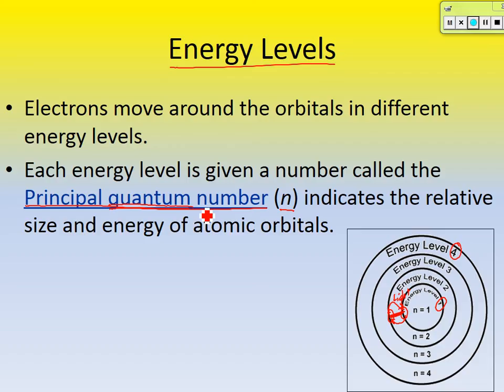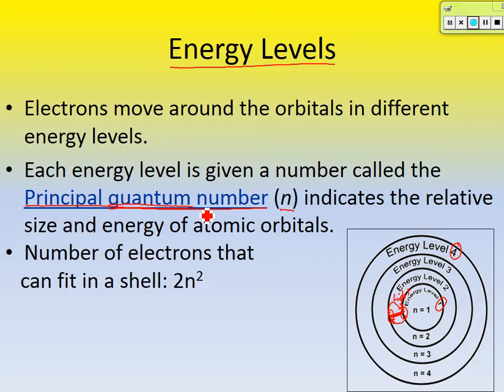Okay, so we're going to talk a lot about energy levels. The number of electrons that can fit inside a shell is given by this formula here, 2n squared, and n is your energy level, or principal quantum number. So we're going to use that formula to determine the number of electrons that can fit in that energy level.